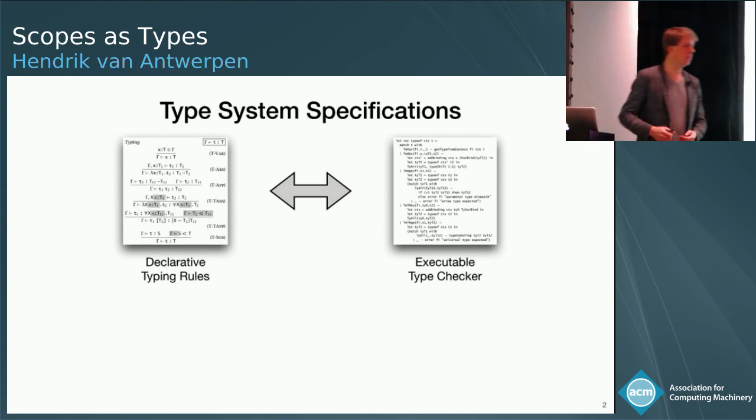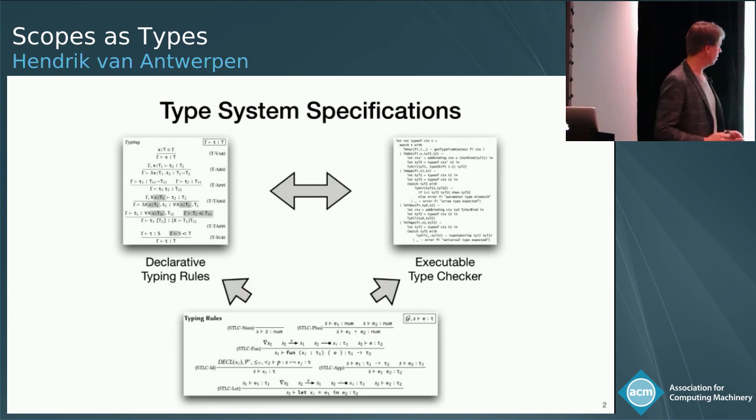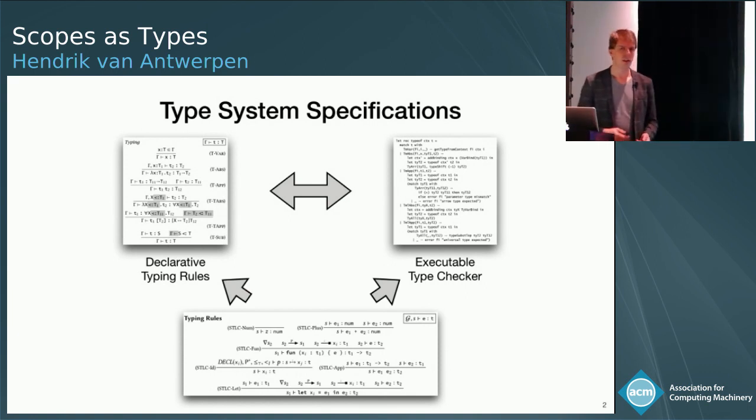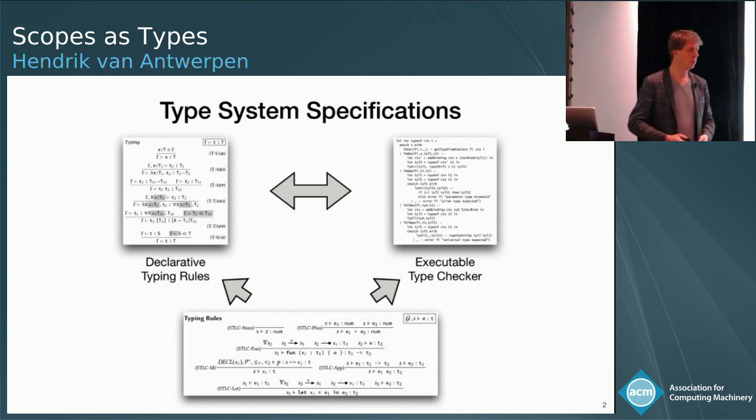So instead of having these different artifacts, it would be much nicer to have one specification, one declarative specification that is also executable as a type checker. So this is the goal of our work. But it turns out that this goal is sort of hard to achieve because of the different name binding patterns that we can find in different languages.